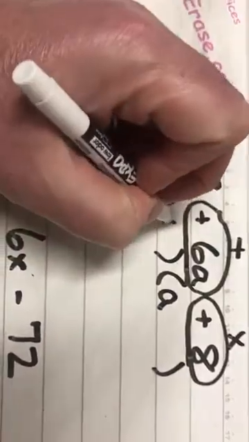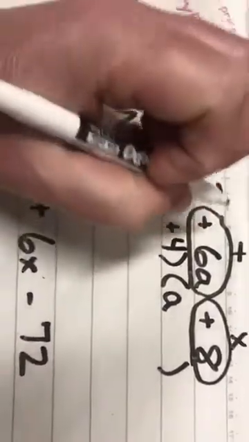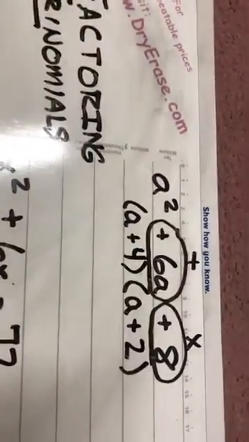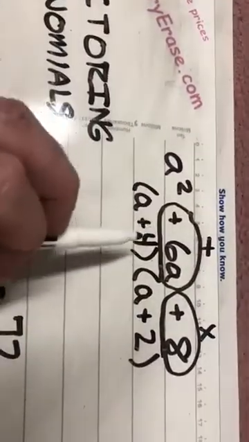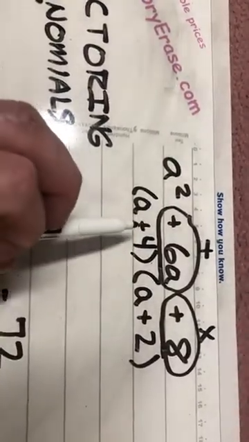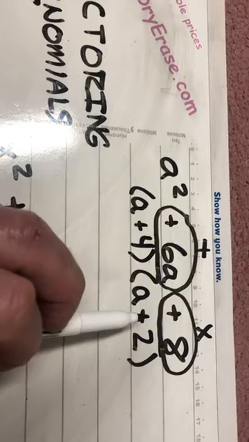So my final answer is A plus 4, A plus 2. And it really doesn't matter what order. You could have the 2 first and the 4 here. That doesn't matter. But you have to have A plus 4 times A plus 2.